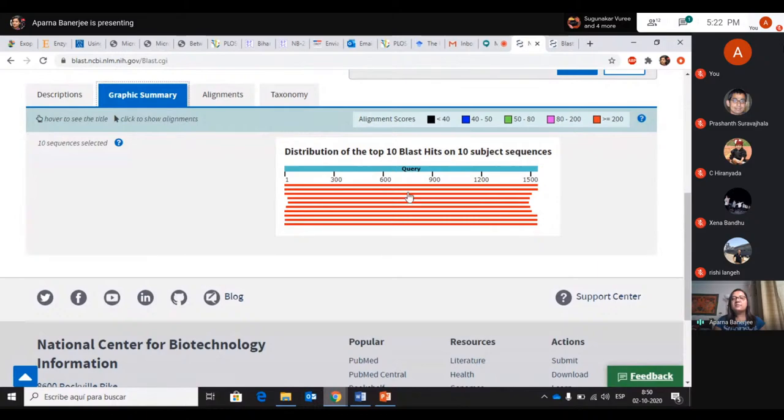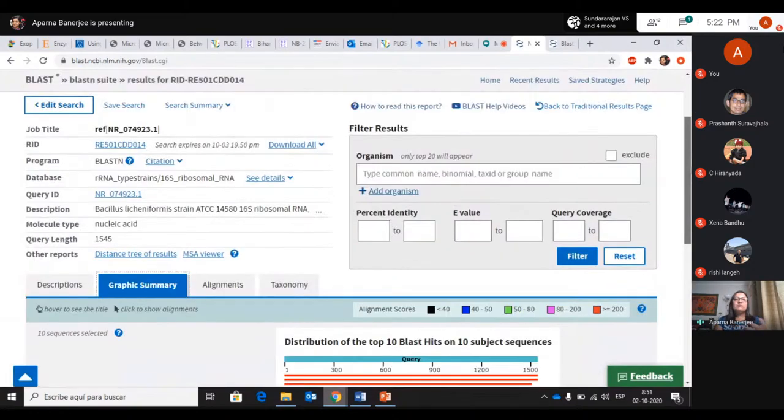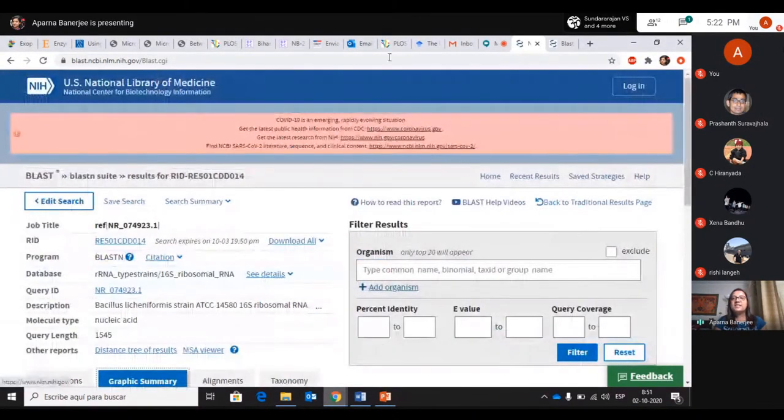And these are the hits of the BLAST. So which one is most similar? Look, the second one, and then some others. And we can play with this a lot. We can search any other.